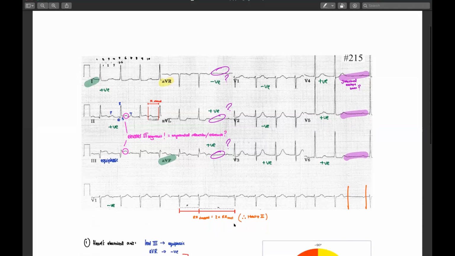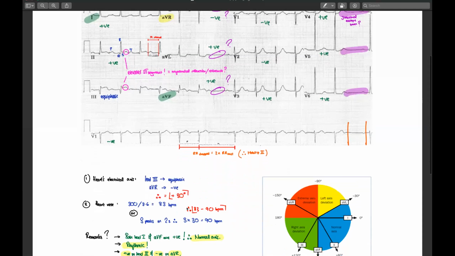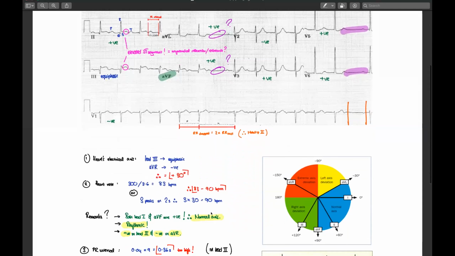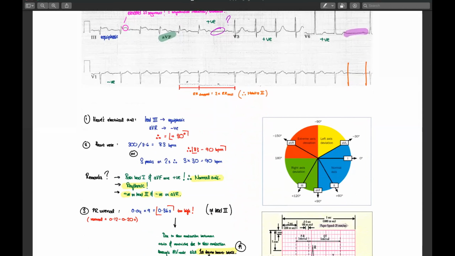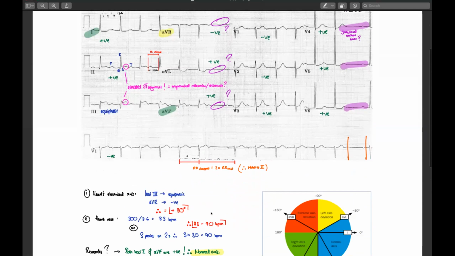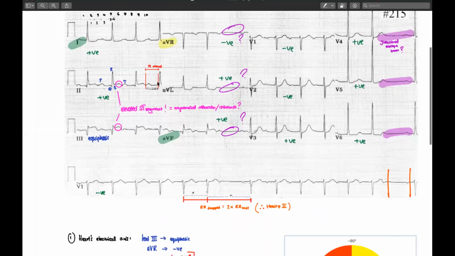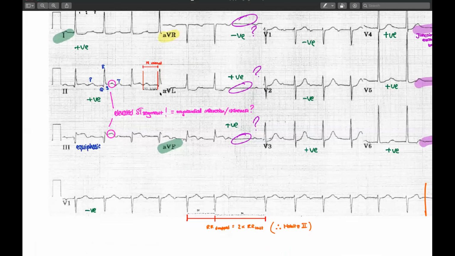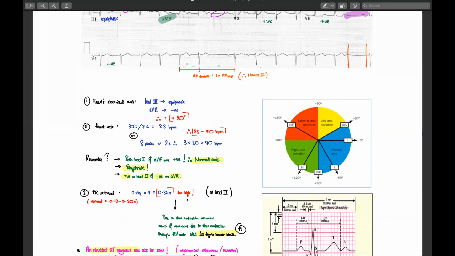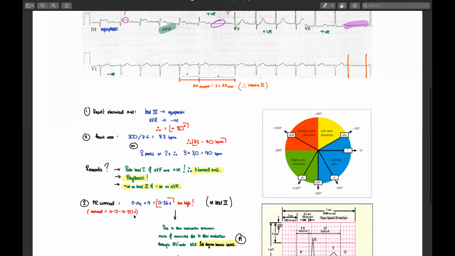So first, I just calculated the electrical axes. I found the heart rate. Shall I just jump to my remarks? So my PR interval I calculated was 0.36. So it was too high. So I thought of maybe a first degree heart block because it's over the normal range.